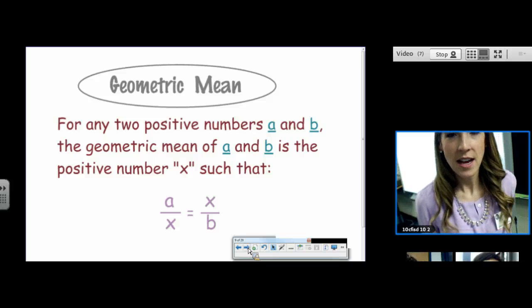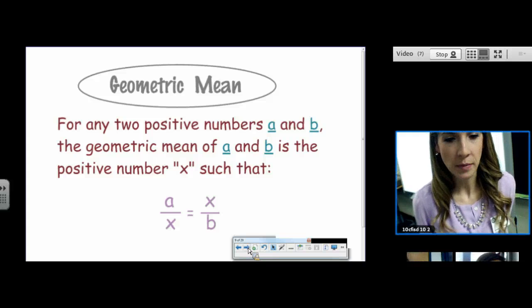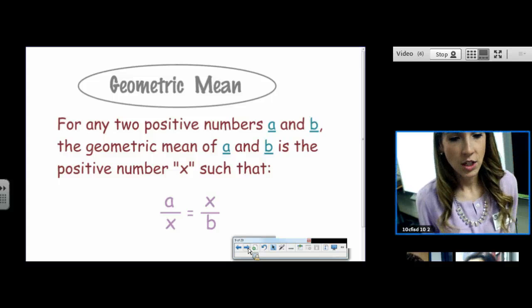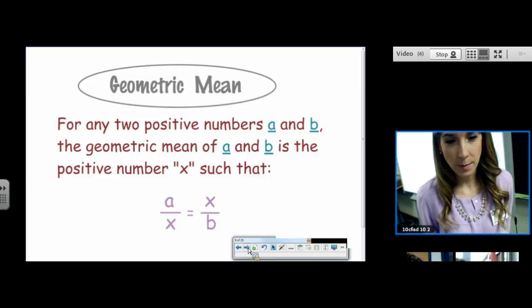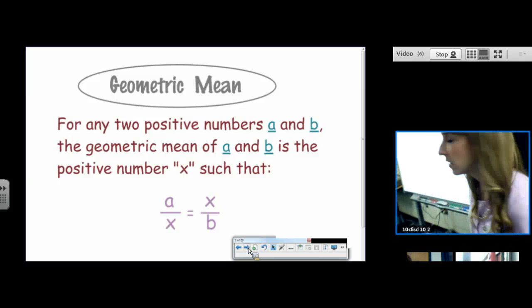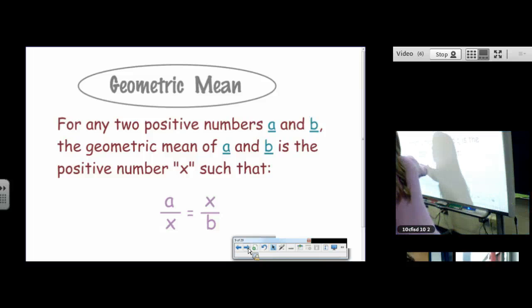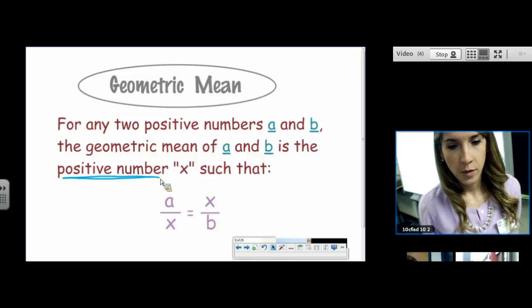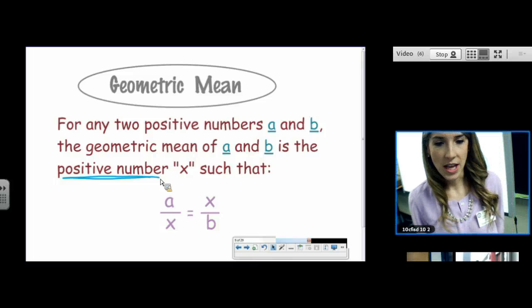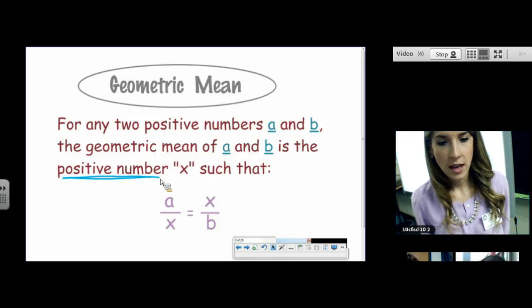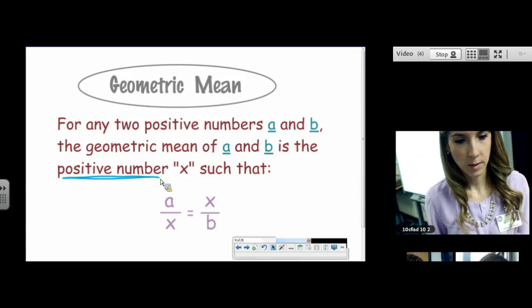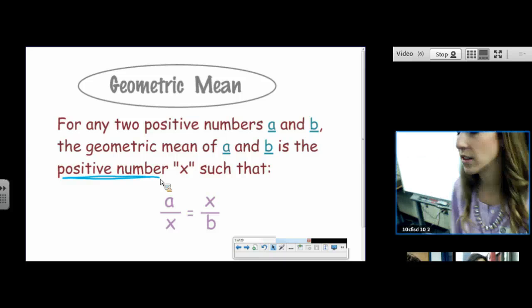It's going to be in the scope of triangles in geometry. Write this down, this definition, please. For any two positive numbers, A and B, the geometric mean of A and B is the positive number. That's important. The geometric mean is never negative, so you can throw the negative ones out. It's the positive number x such that A over x equals x over B. Just write it down.